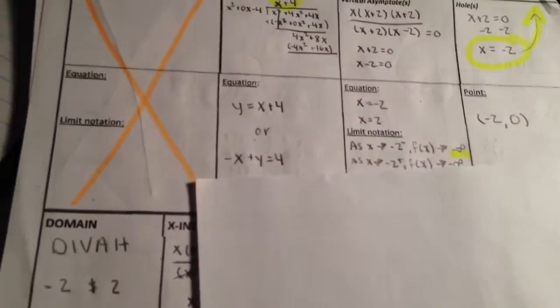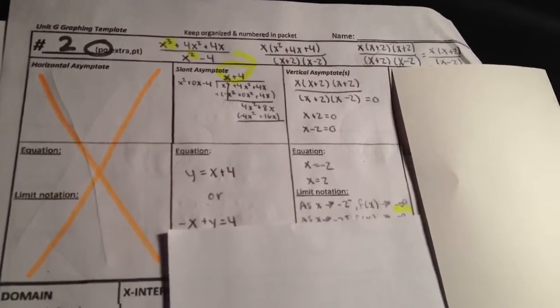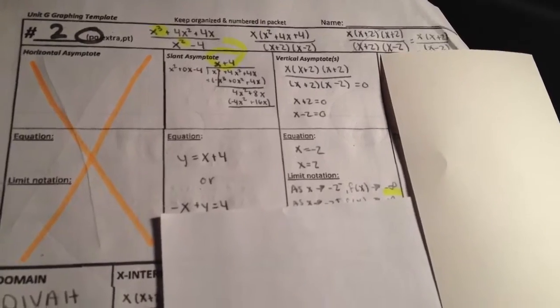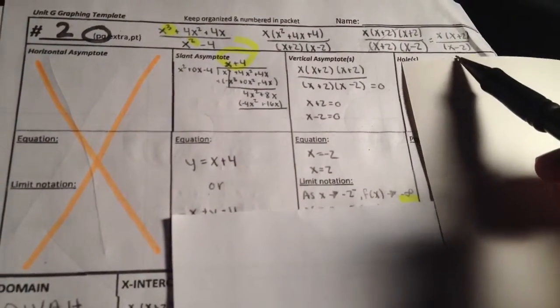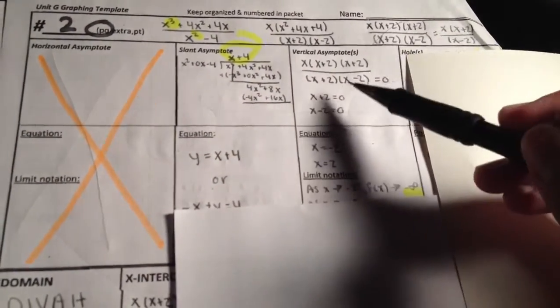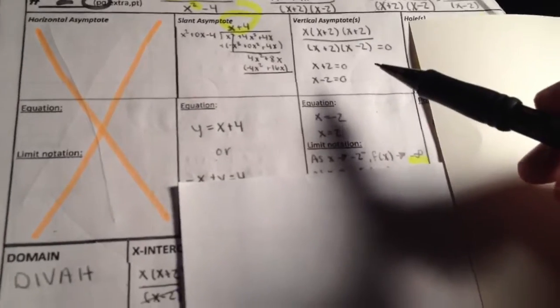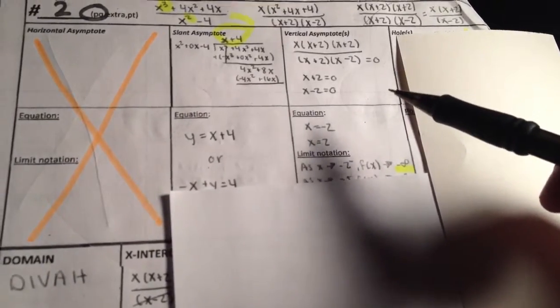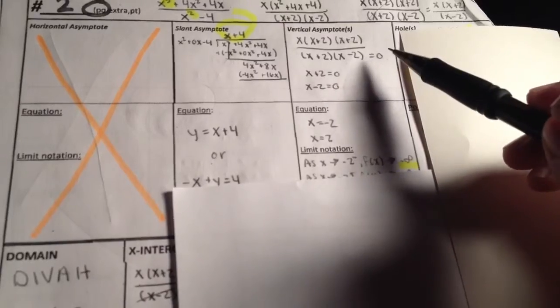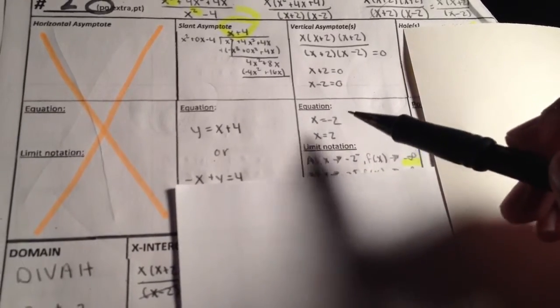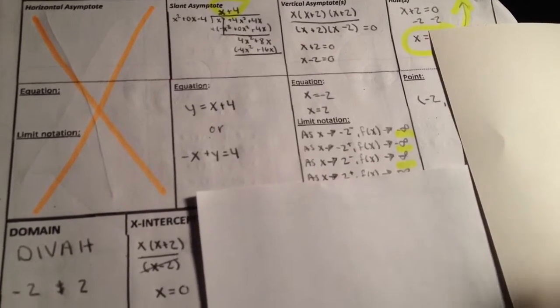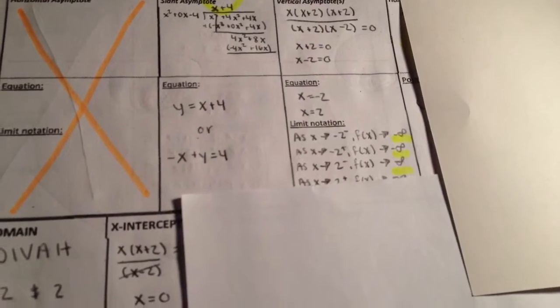Next, we're going to do the vertical asymptotes, which you do by factoring both the top and bottom of the rational function and crossing off any common factors, which I did right here. That's the simplest form it can be. I cross off x plus 2. Then you set the denominator equal to 0, and that gave me x equals negative 2 and x equals 2.